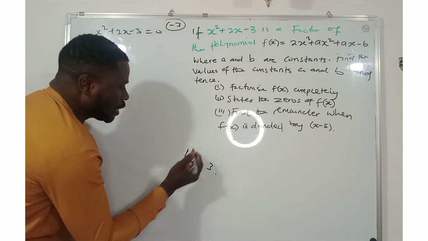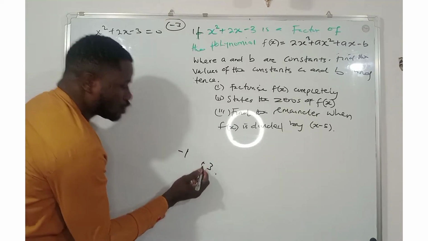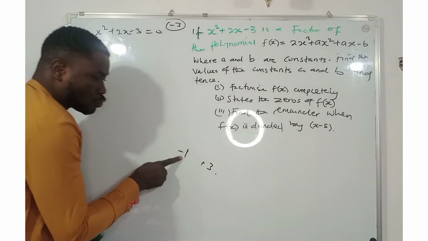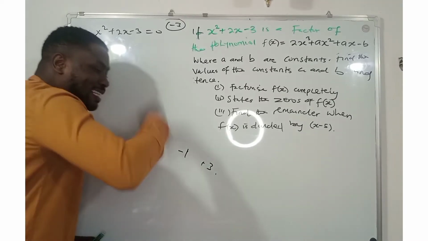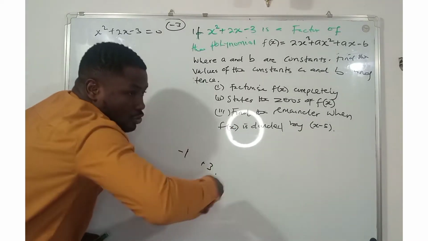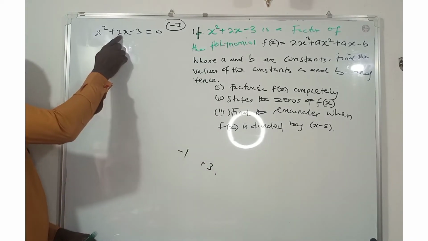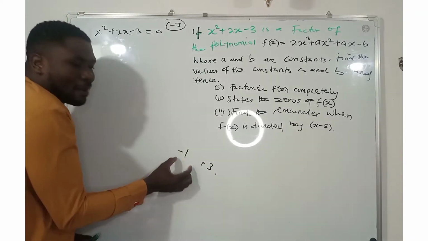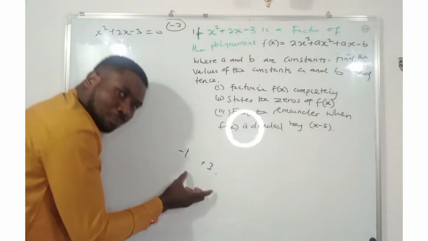Because of that, what if I say minus 1 and plus 3? Minus 1 times 3 gives me minus 3, and minus 1 plus 3 gives me plus 2. And so the two numbers are minus 1 and plus 3.